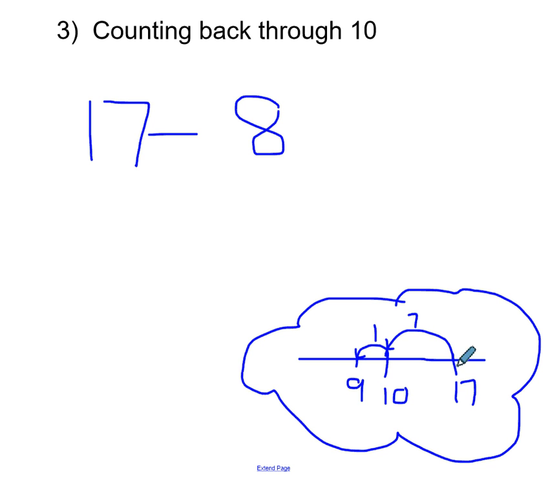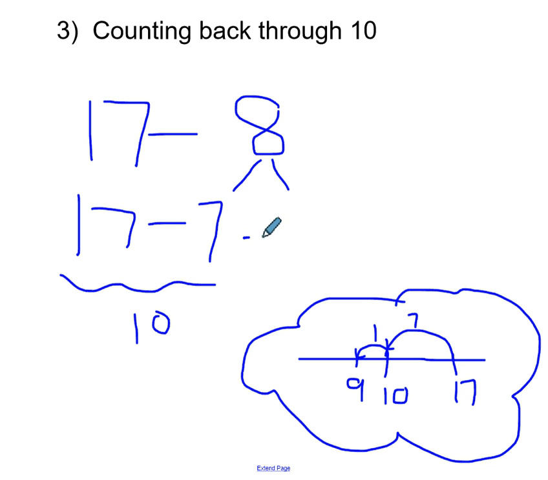Okay, so if you want to do it on paper, what you would write is 17 minus 7, which is going to give you your 10. But if you want to take away 8, it's the same as take away 7 and then take away another 1. So it's going to give you 10 take away 1, which is 9.